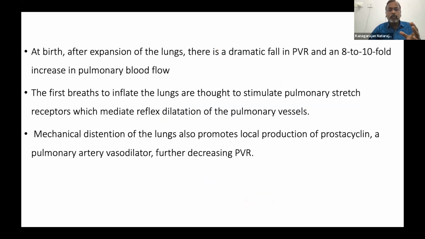But how does it happen? Immediately after birth, there is a dramatic fall in the PVR. There is an 8 to 10-fold increase in pulmonary blood flow. They say that the major reason for this is the first breath, which inflates the lungs and is thought to stimulate the pulmonary stretch receptors, which mediate reflex dilatation of the pulmonary vessels. So more than cord clamping, it's the start of breathing that is the key reason for the increase in pulmonary blood flow and the decrease in PVR.